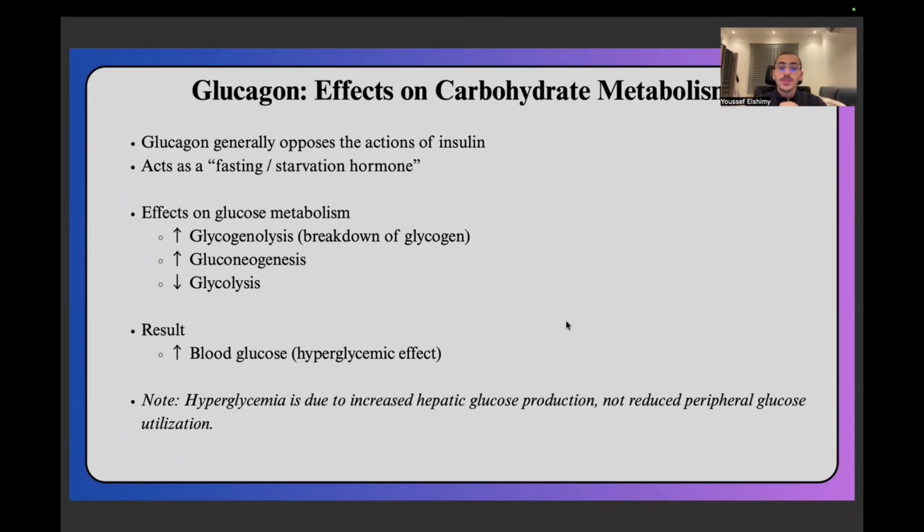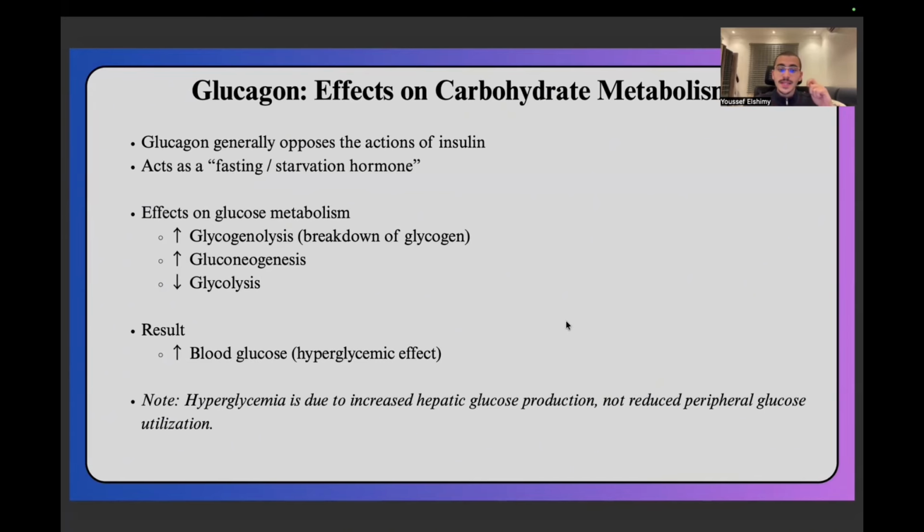So, what would be the effects on glucose metabolism? You need to raise the blood glucose. So, how is it achieved? By increasing glycogenolysis. So, you want to break down the glycogen in the liver in order to raise up the blood glucose. You want to produce more glucose by gluconeogenesis in the liver. You want to decrease glycolysis because you want to have sufficient glucose in the body. So what would be the overall result is increasing blood glucose. So it has a hyperglycemic effect.